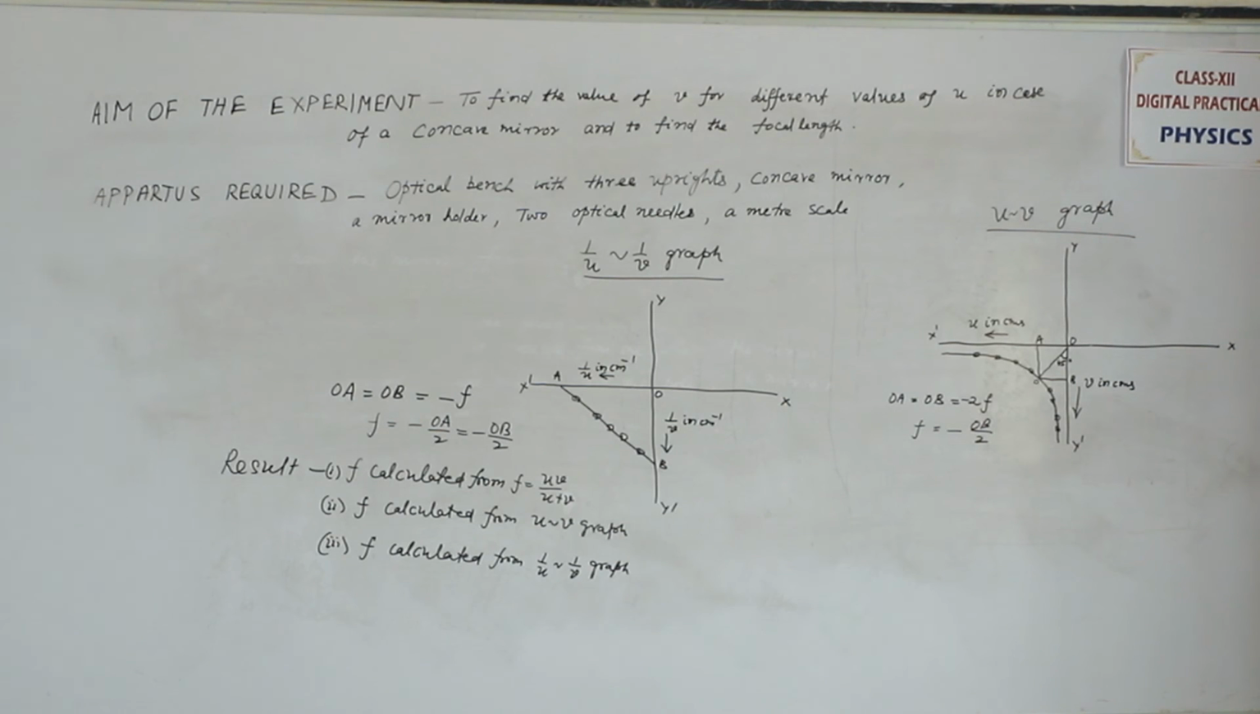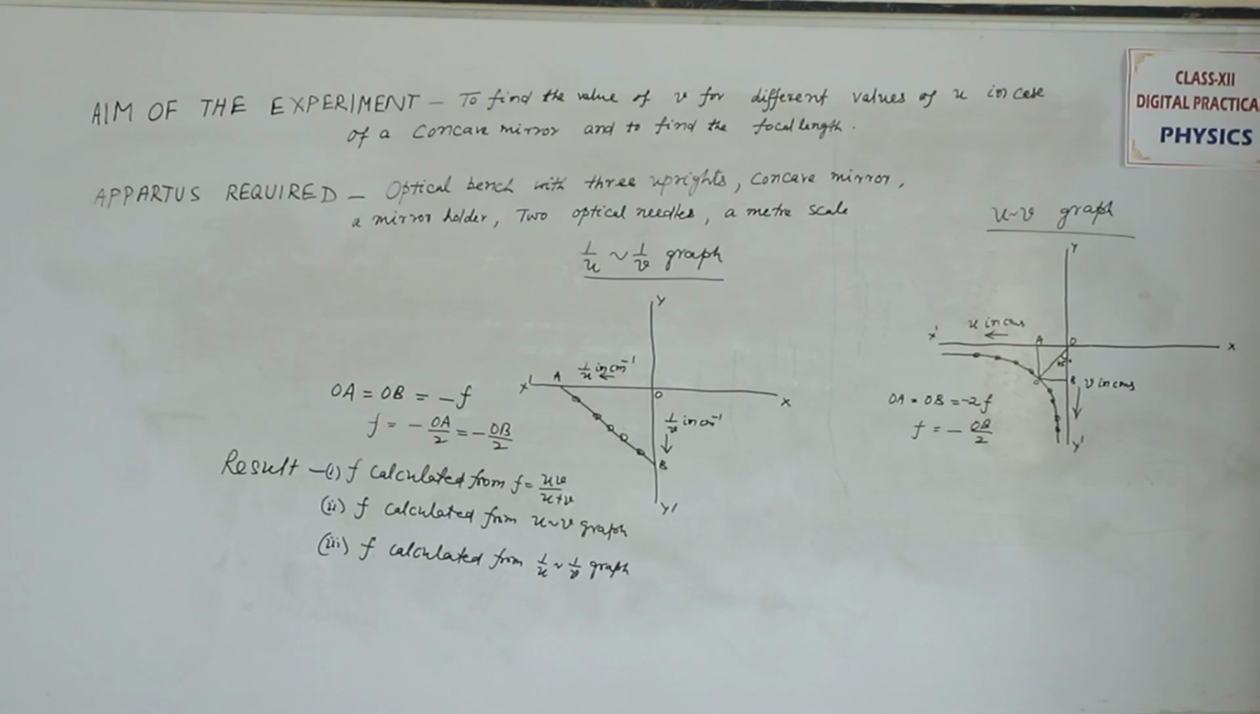Wherever the line touches the graph, from that point draw perpendiculars to the x axis and y axis. At that place u is equal to v, because one angle is 90 degrees and the other two angles are 45 degrees each, so both sides are the same, u will be v. When u is equal to v, it is equal to 2f, so that value gives you 2f, from which you can find the focal length.